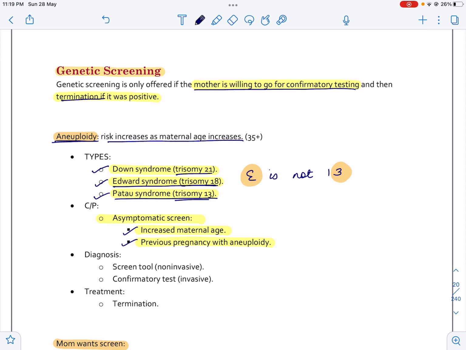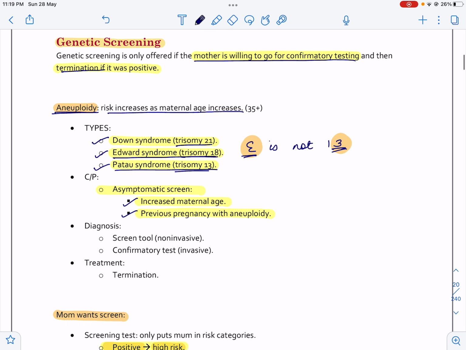A trick that I used for remembering that Edwards was 18 and not 13 was that E looks awfully similar to 3. So E is not 3, which is how I remember that E stood for 18 and not for 13. It's a little confusing, but this is how I used to remember it.